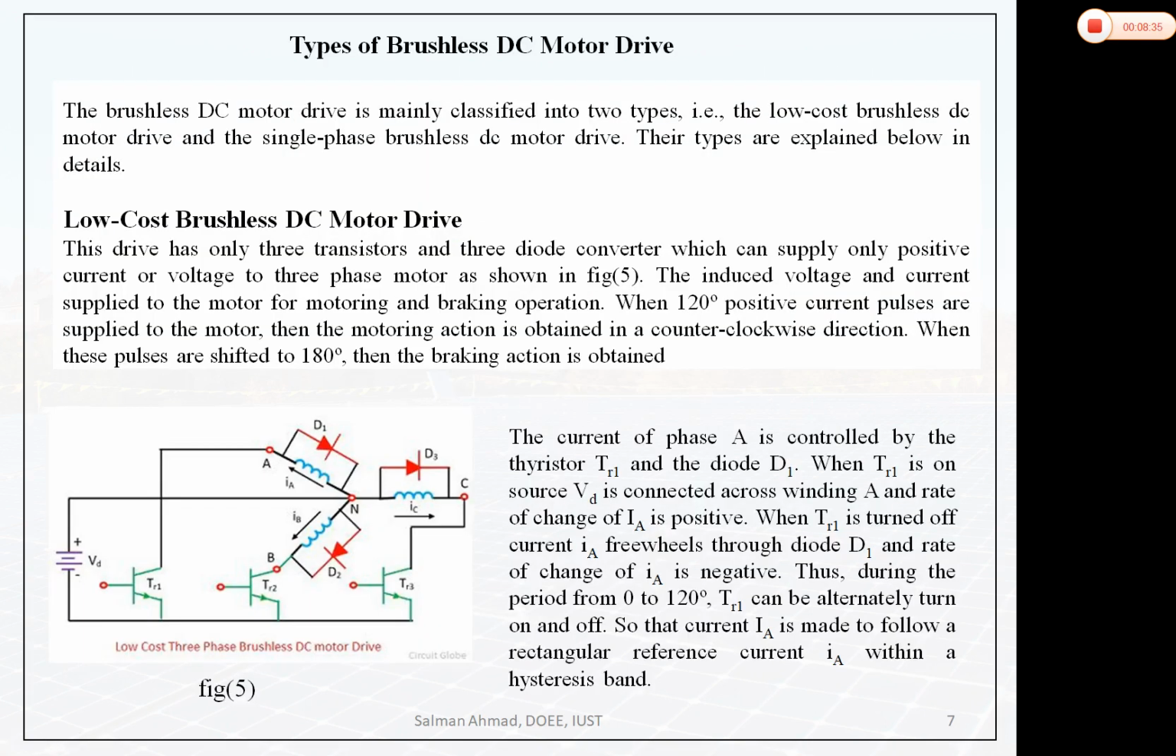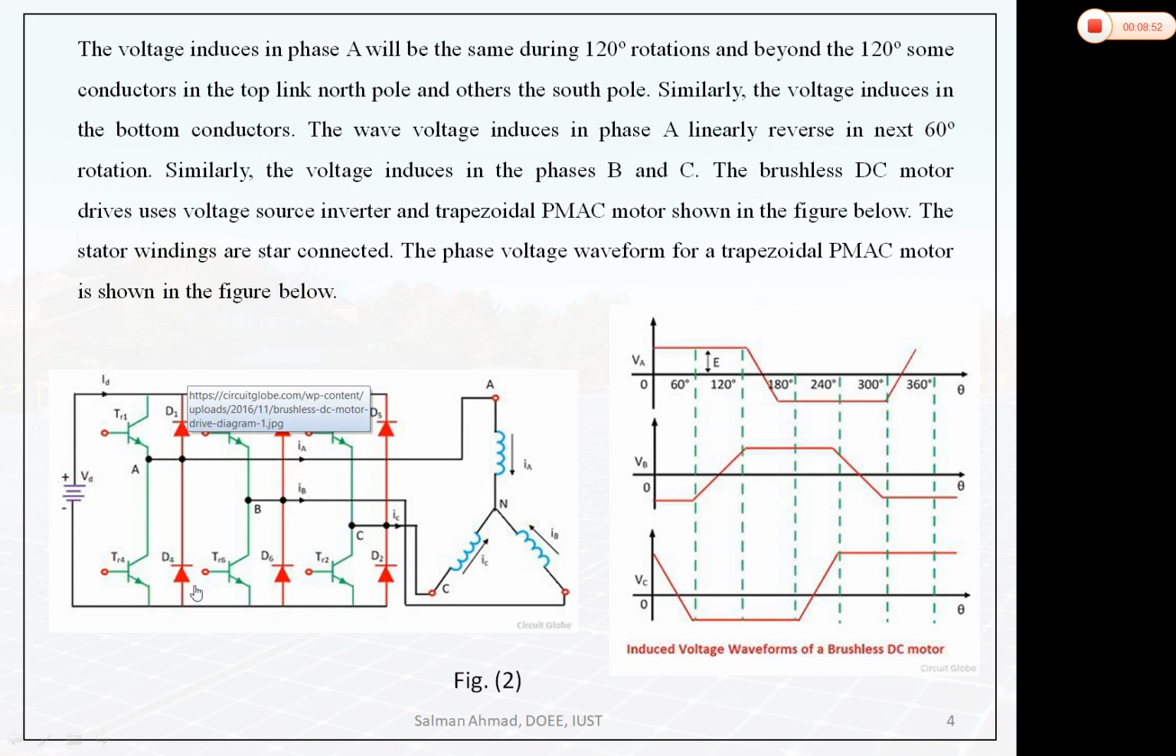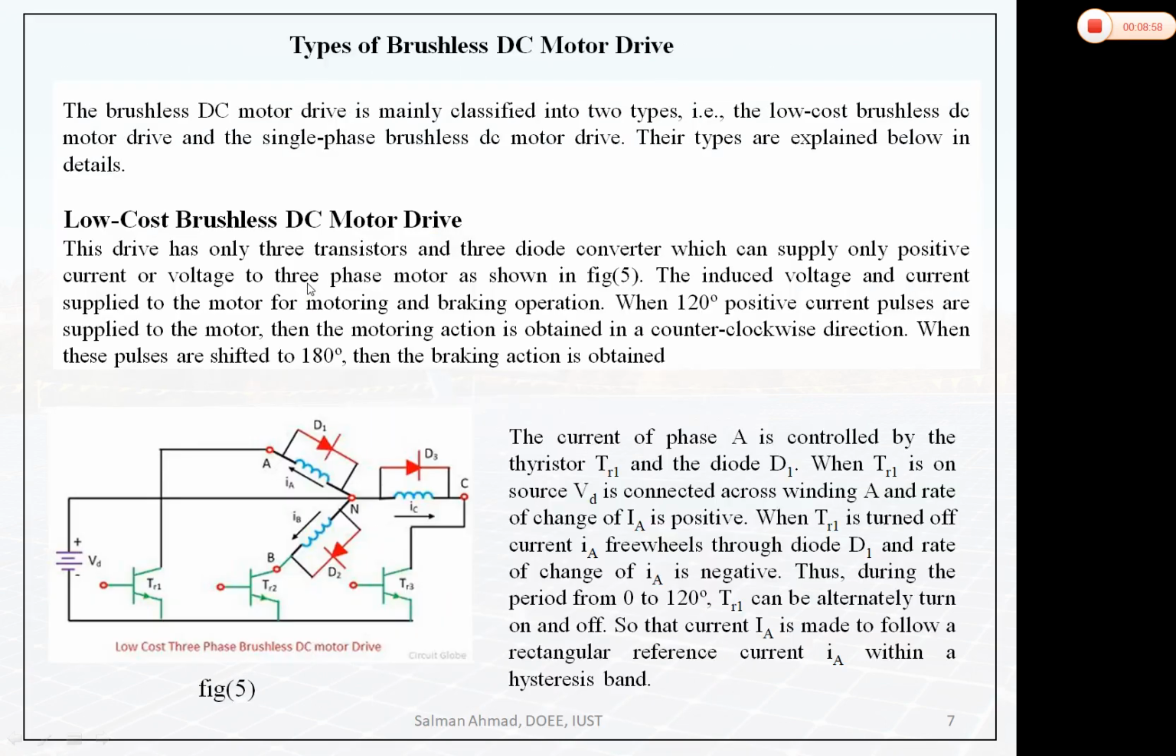Now, types of brushless DC motor drives: two are very popular nowadays. One is the low cost brushless DC motor drive, another is the single phase brushless DC motor drive. In the previous configuration we were using 6 control switches, and they were bidirectional switches. Nowadays, to reduce the cost, we are utilizing only 3 transistors. Each stator winding has one anti-parallel diode connected in parallel across the winding.